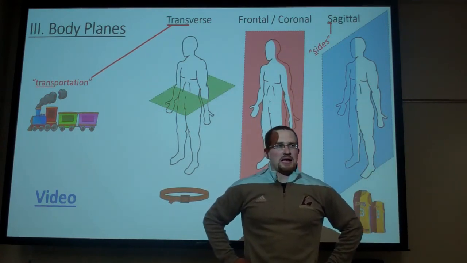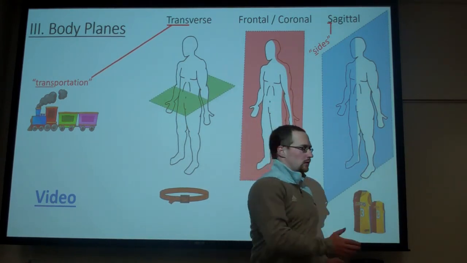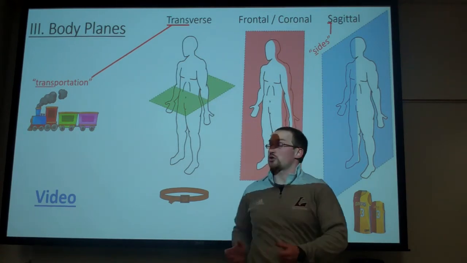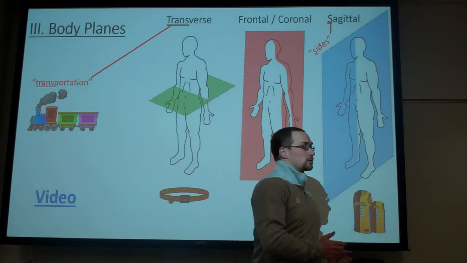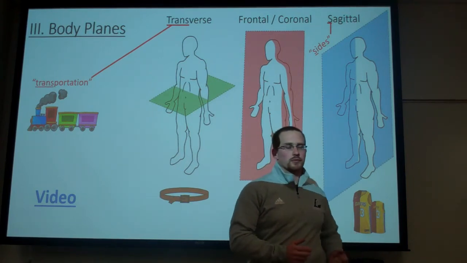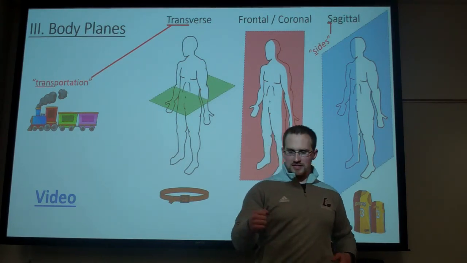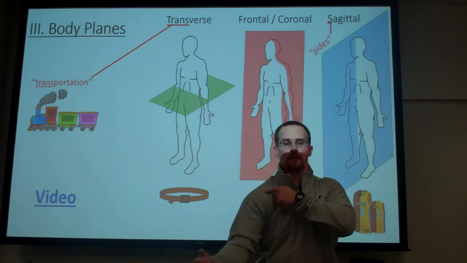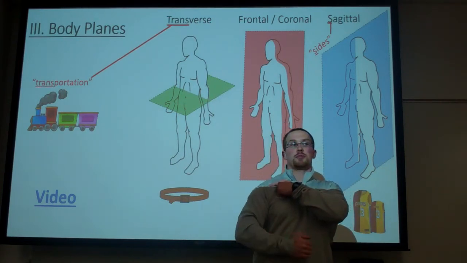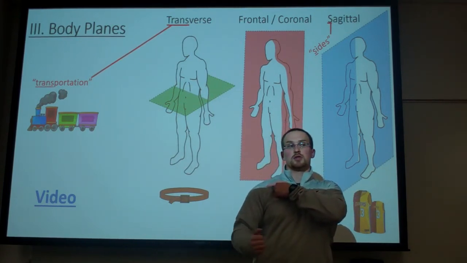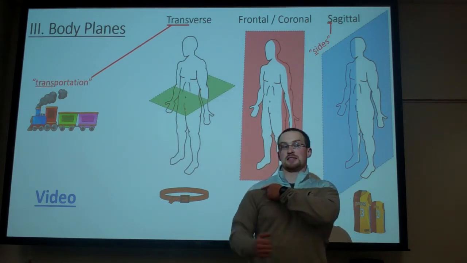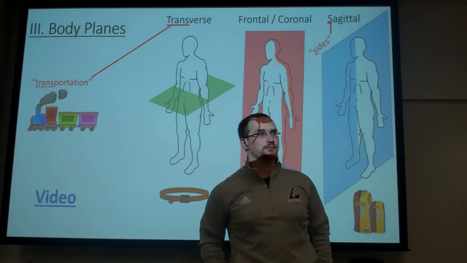If I'm here with my body and I twist left and right, kind of like you're doing a bicycle crunch, that's a transverse plane movement. This one here, I'm moving at my shoulder. If I go like this, this is a transverse plane movement. So any sort of twisting movement, any sort of rotational movement, that's considered transverse plane movement.